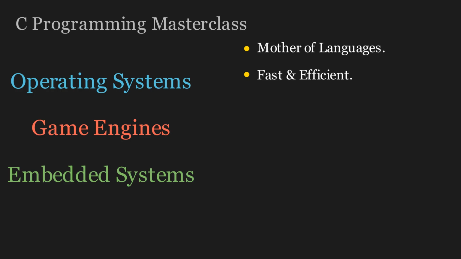C sits right in the middle. It allows you to write readable code like a high-level language, but it also gives you direct access to memory and hardware like a low-level language. This is why C is so fast and powerful.